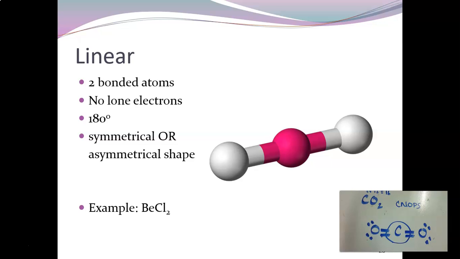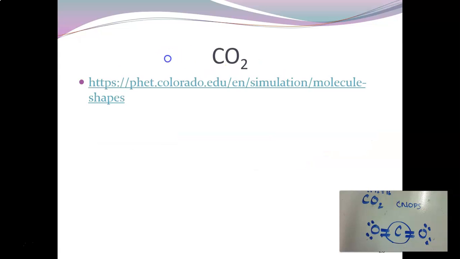Its angle, its geometry, is 180 degrees. You know that. I hate geometry, but it's 180 degrees. It can be symmetrical or asymmetrical in shape, meaning that this could be an oxygen, this could be a fluorine. Okay, it doesn't have to have oxygens on each side, but in this case it is very symmetrical. It looks exactly the same from this way and this way. Carbon dioxide is an example, and beryllium dichloride is an example.